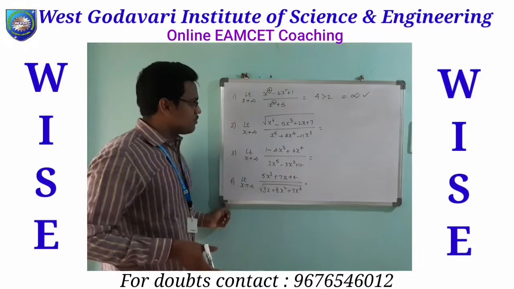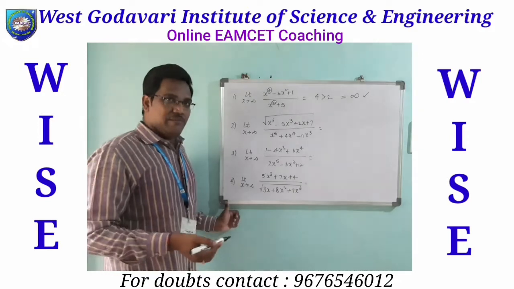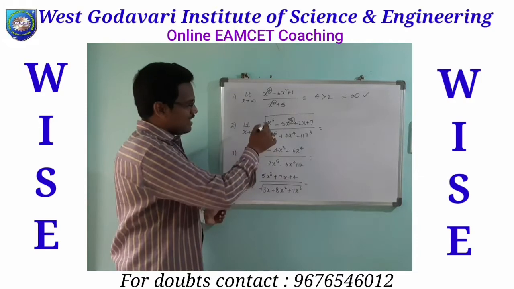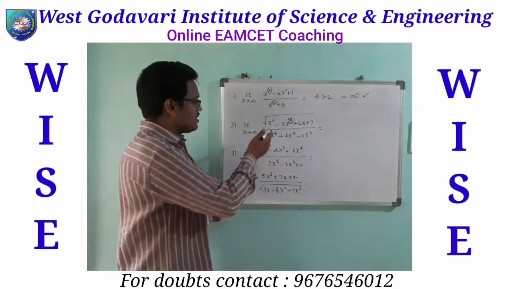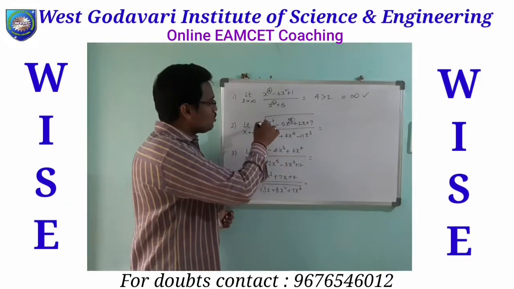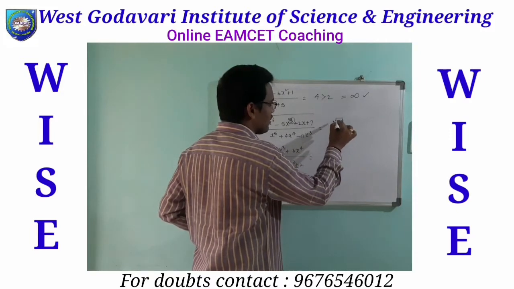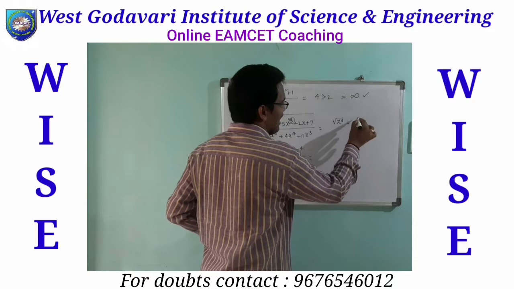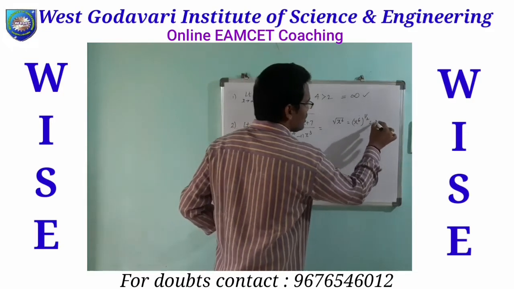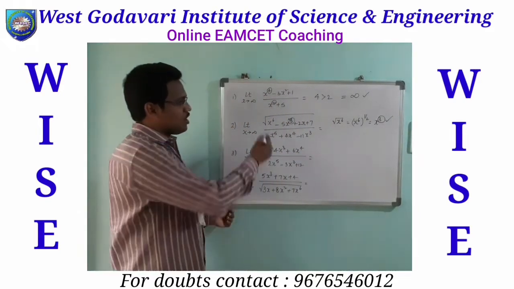Coming to the second question, the highest power in the numerator is 3. Not this 3. Many people would simply say the highest power in this numerator is 6, but here it is the square root of x power 6. So it can be written as x power 6 whole to the power of 1 by 2, which is equal to x cube. So the highest power in this term is 3.